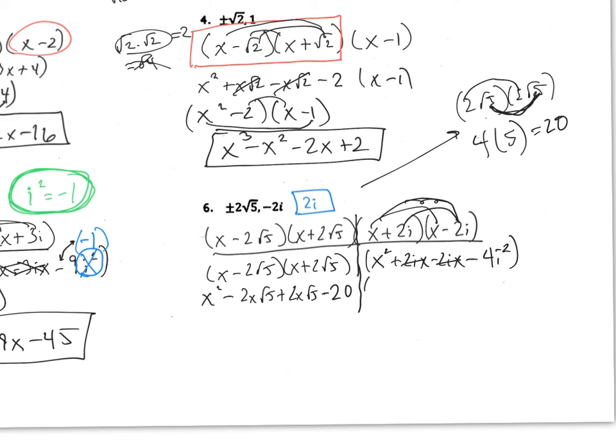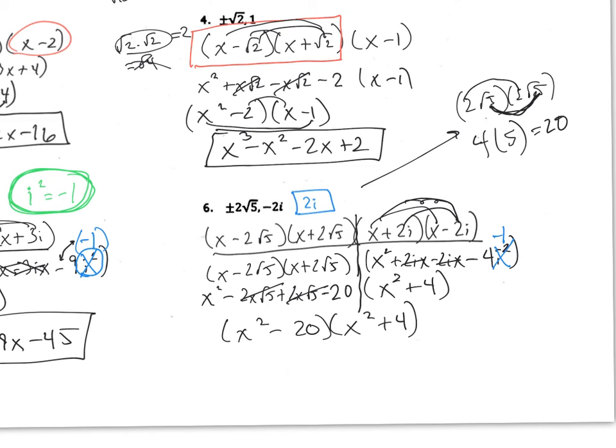Over here, we have x squared. i squared is really -1. So we get x squared plus 4. And over here, those add up to 0. We get x squared minus 20. We're going to multiply this by x squared plus 4.